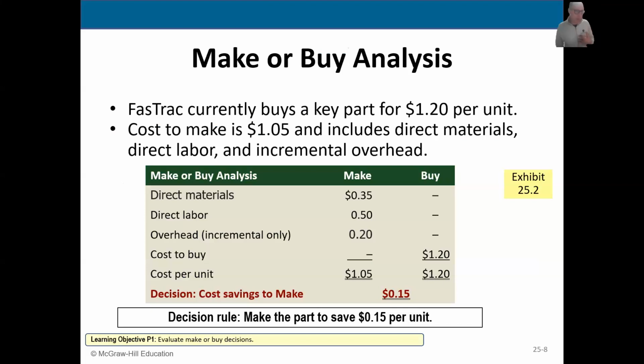To me, it's kind of a no-brainer. I'll make the alternator part because it's a cost savings of 15 cents. I'll save 15 cents on each unit if I make it myself. Yep, easy decision.